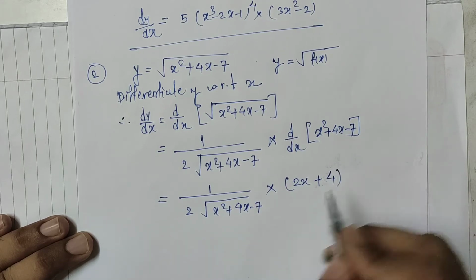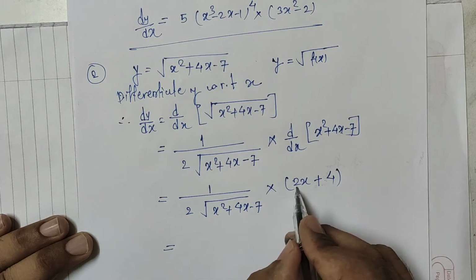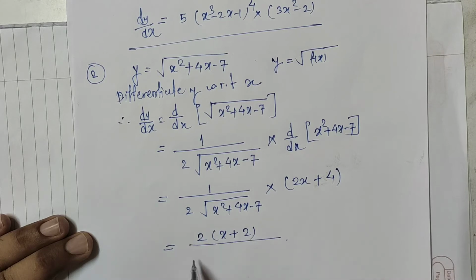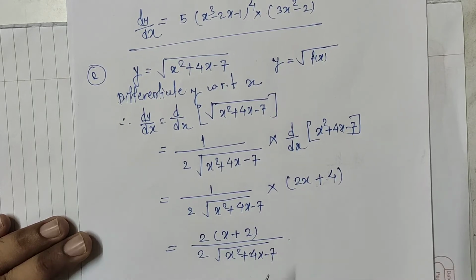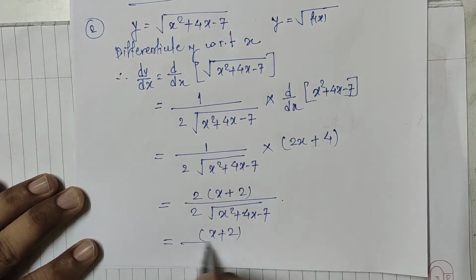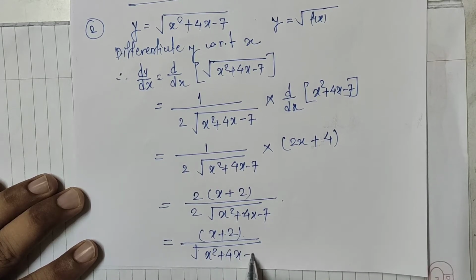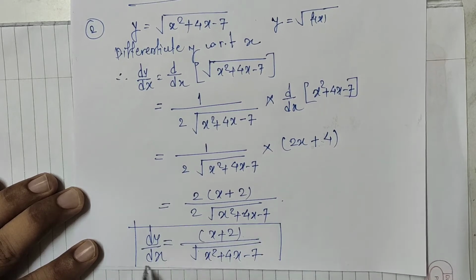Then 2x plus 4 is equal to, here 2 is common, if we take 2 common, then the remaining terms are 2 times (x plus 2) upon 2 times root of x square plus 4x minus 7. Then the 2 cancels, and we get the required solution: x plus 2 upon root of x square plus 4x minus 7. Therefore this is the required solution.